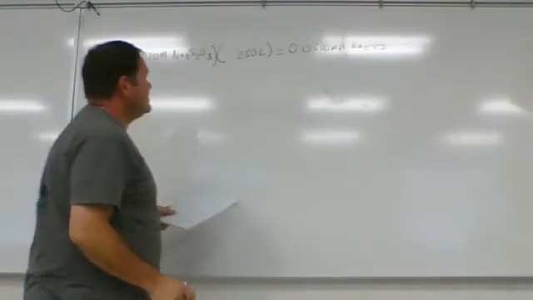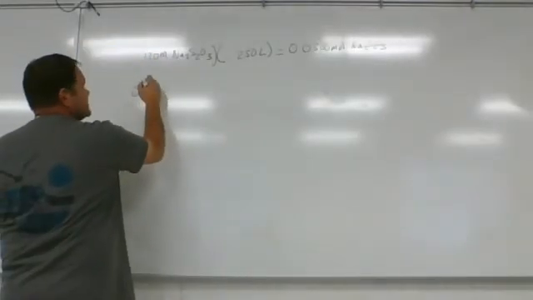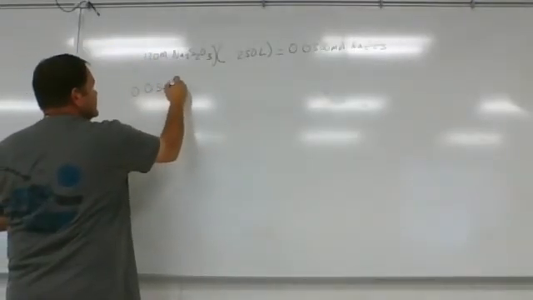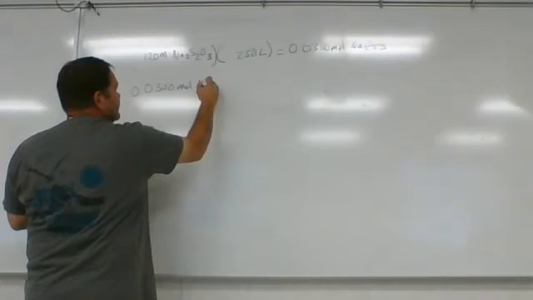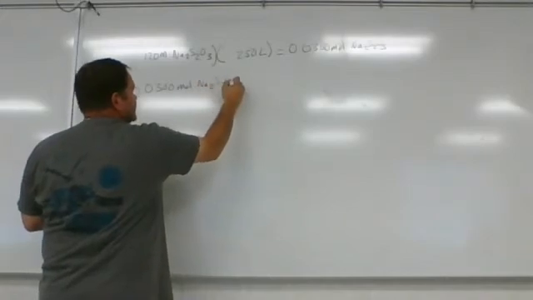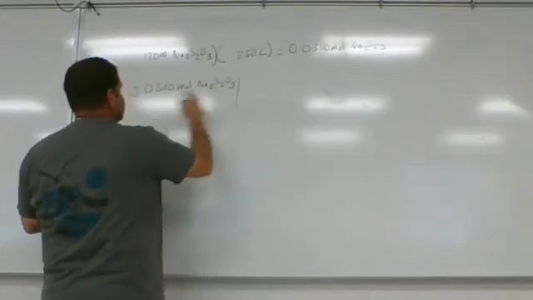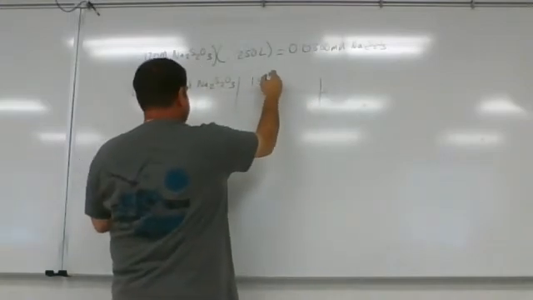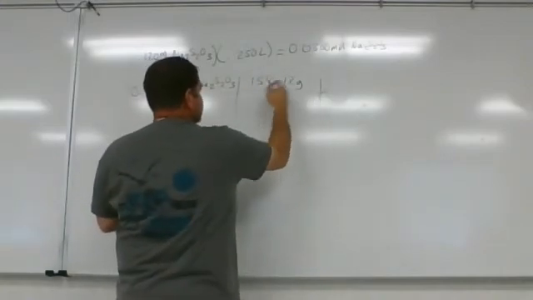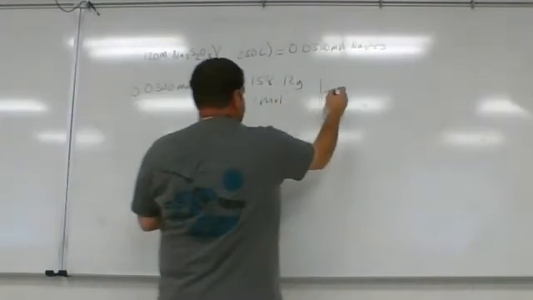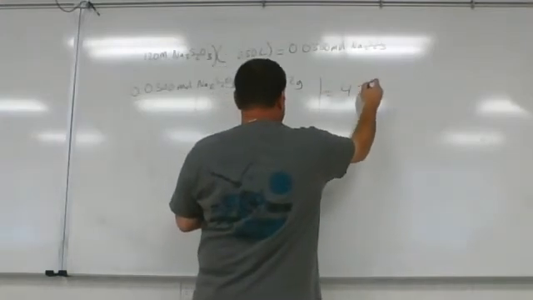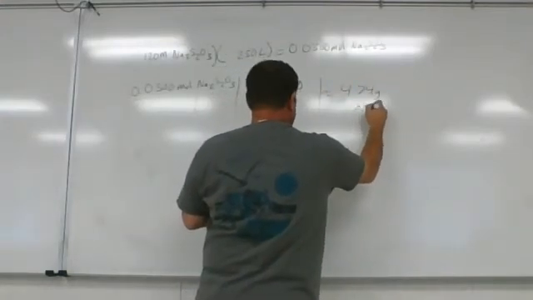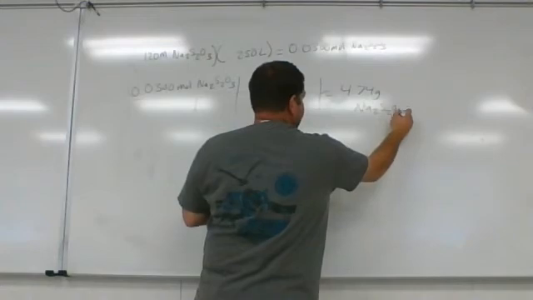Okay? And then I convert my moles of the sodium thiosulfate into grams. So the molar mass I calculated is 158.12 grams to 1 mole, and that gives me 4.74 grams of sodium thiosulfate.